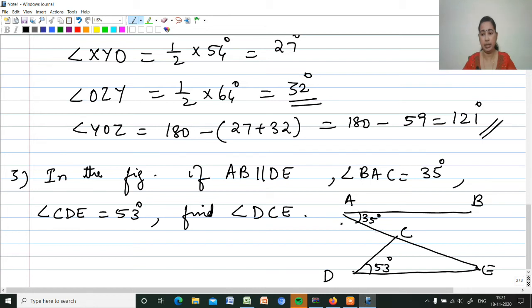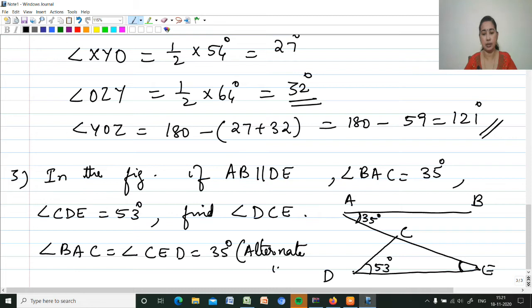So angle BAC is the same as angle CED. This angle will be the same as this angle because they are alternate interior angles. So angle BAC is equal to angle CED is equal to 35 degrees, in brackets alternate interior angles. So this also we got as 35 degrees itself. Then we have to find what is DCE. DCE means this angle we have to find.